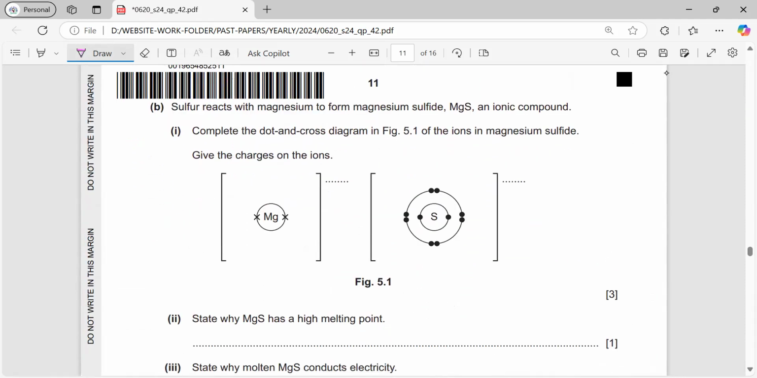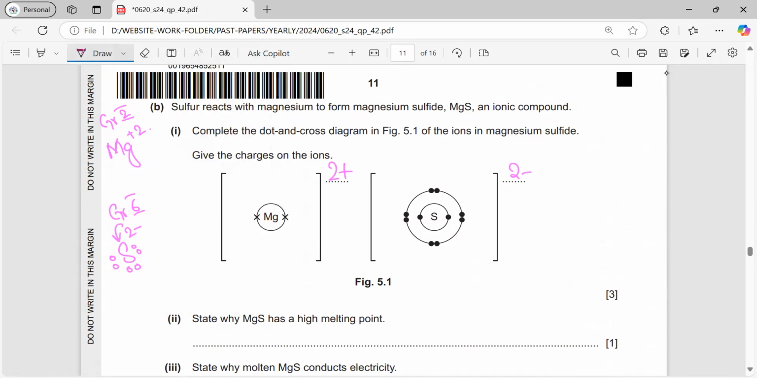Sulfur reacts with magnesium to form magnesium sulfide, an ionic compound. Complete the dot and cross diagram of the ions in magnesium sulfide. Give the charges on the ions. Now, magnesium is present in group 2, so it loses 2 electrons and gets a 2 positive charge. And sulfur is present in group number 6, that means it has 6 electrons in the outermost shell, so it gains 2 more electrons to get a 2 minus charge. So the charge on each ion will be: magnesium 2 plus, and sulfide ion 2 minus.